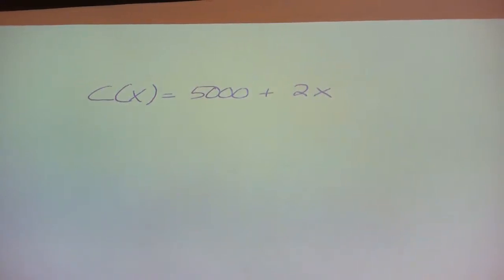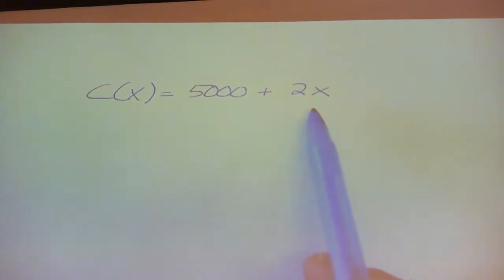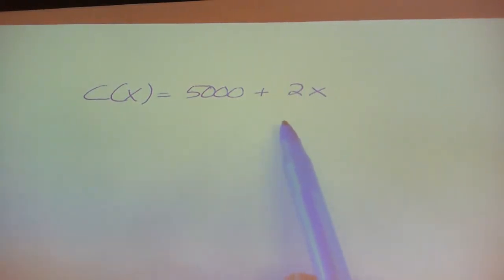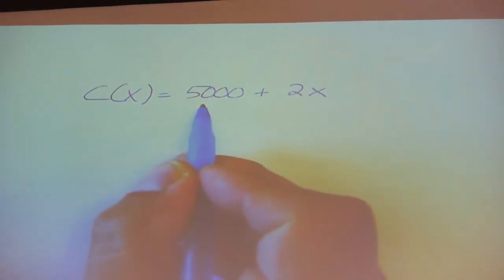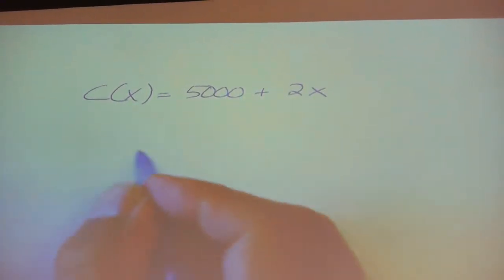What we want to do is take the derivative of cost. Now, we don't really need to do implicit differentiation here because there's only one variable. But because it's in related rates and we're talking about different ones, we'll go ahead and do it. But what's the derivative of 5,000? 0.